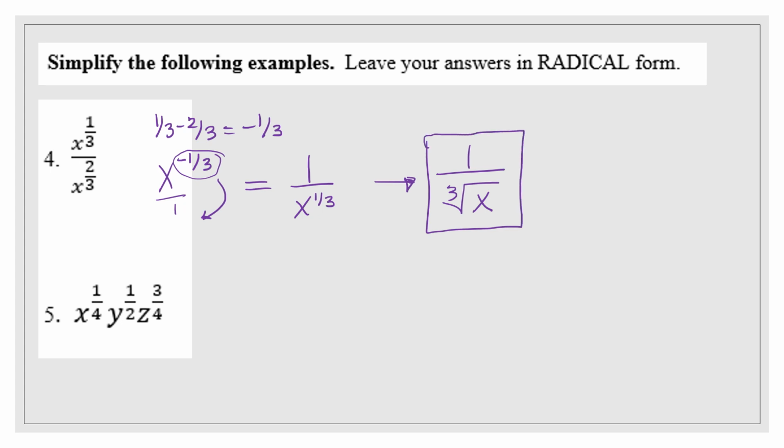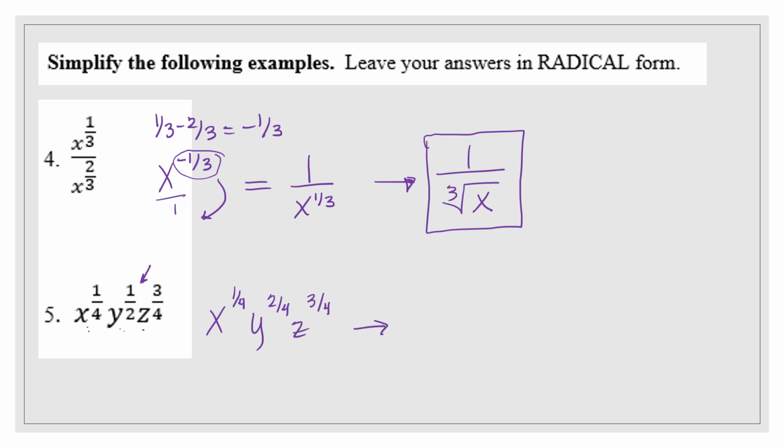In this next example, you'll notice that not every single term has the exact same denominator for the rational exponents. I have x to the 1/4, y to the 1/2, and z to the 3/4. So in this case, I can't do anything with any of the terms because they all have a different base, but I can change that middle term, y to the 1/2, to be y to the 2/4. So it's x to the 1/4, y to the 2/4 power, and z to the 3/4 power.